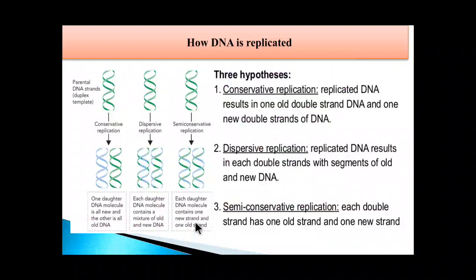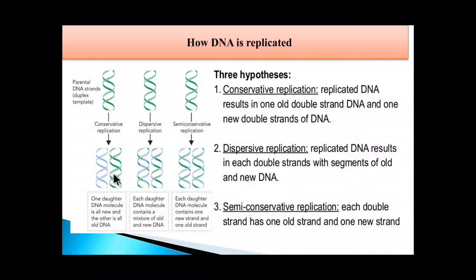Now, how is DNA replicated? There are three hypotheses. The first one is conservative replication, that is, replicated DNA results in one old double-stranded DNA and one new double-stranded DNA. Here you can see this is the conservative replication. This is the parental DNA strand. Then one daughter DNA molecule is all new and the other one is the old one.